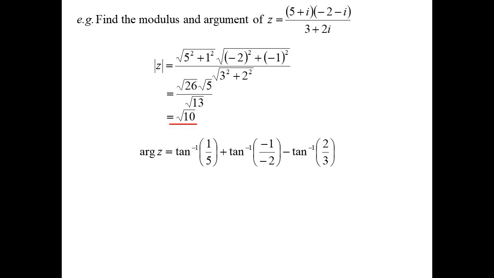The arguments, okay, here's where I've got to be careful. So is it going to be an obtuse angle? Is it going to be an acute angle? And so 1 over 5, well, that one's in the first quadrant, so that'll be acute. The next one, minus 1 on minus 2. So where are we? We're over in the third quadrant. So we've got a negative obtuse angle there. And minus, because it's on the bottom of the fraction, 2/3, again, that's an acute angle. I've gone with degrees here rather than radians, but there's our answer.